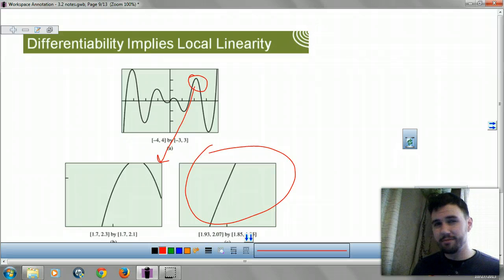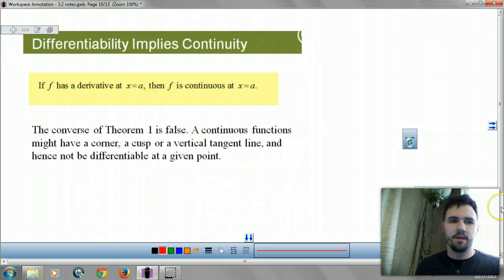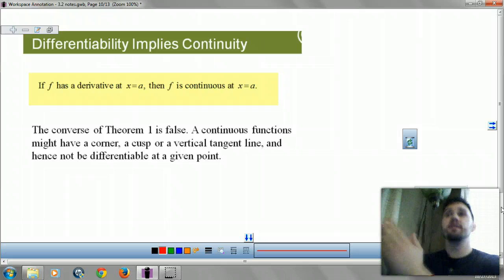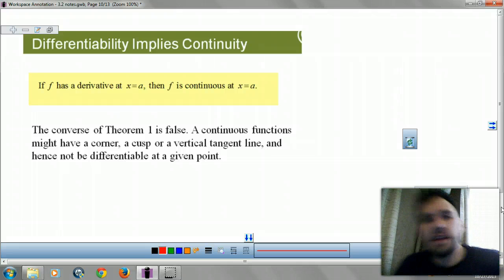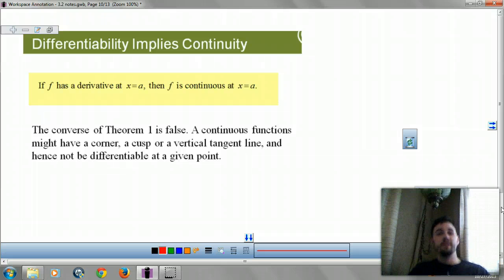Kinda cool. What it also means to be differentiable is that it has to be continuous, because discontinuous functions are not differentiable. So if f has a derivative at x equals a, then it is continuous at that point. The converse is false.